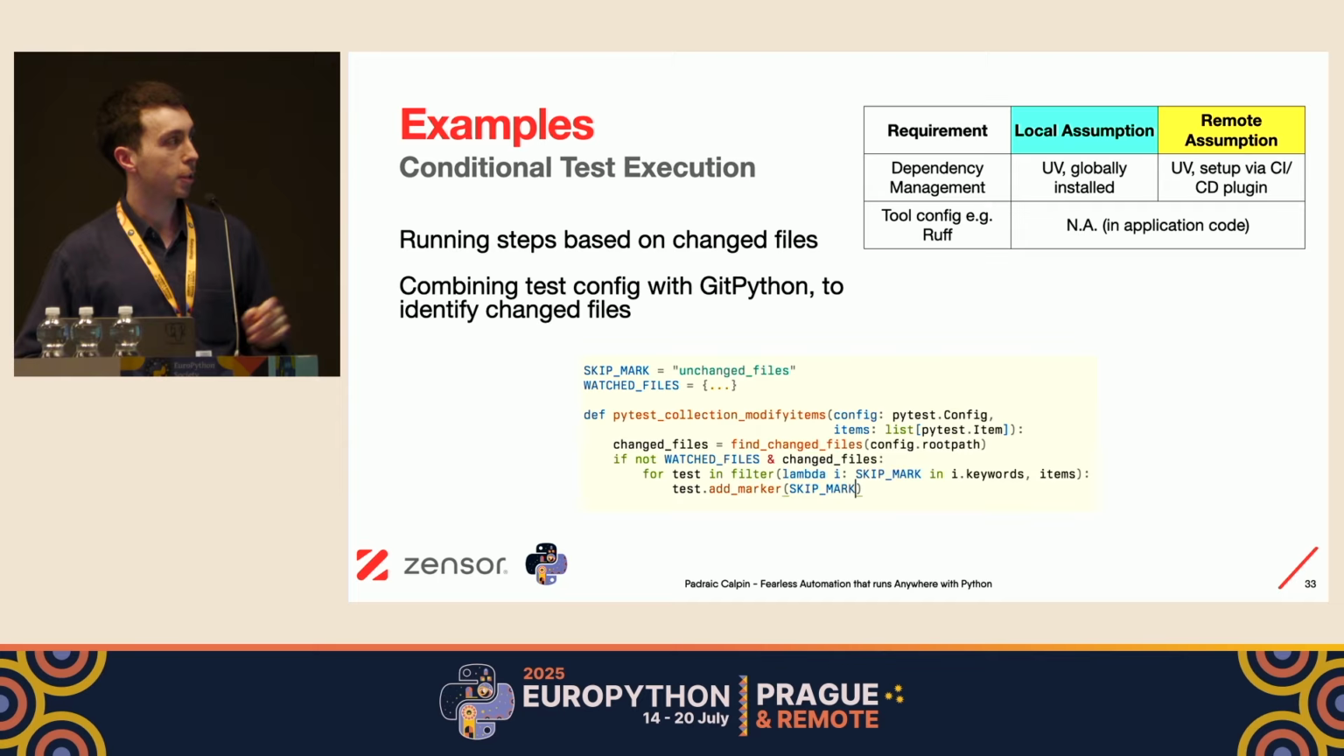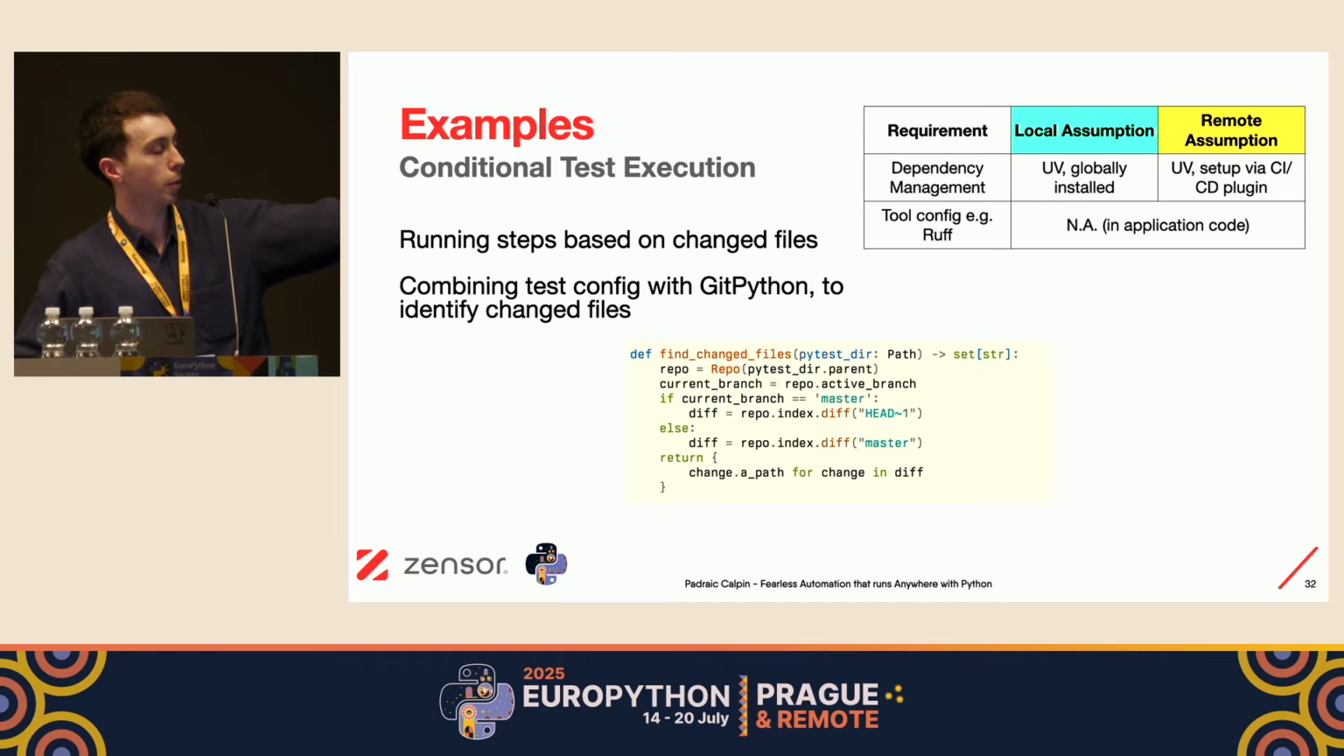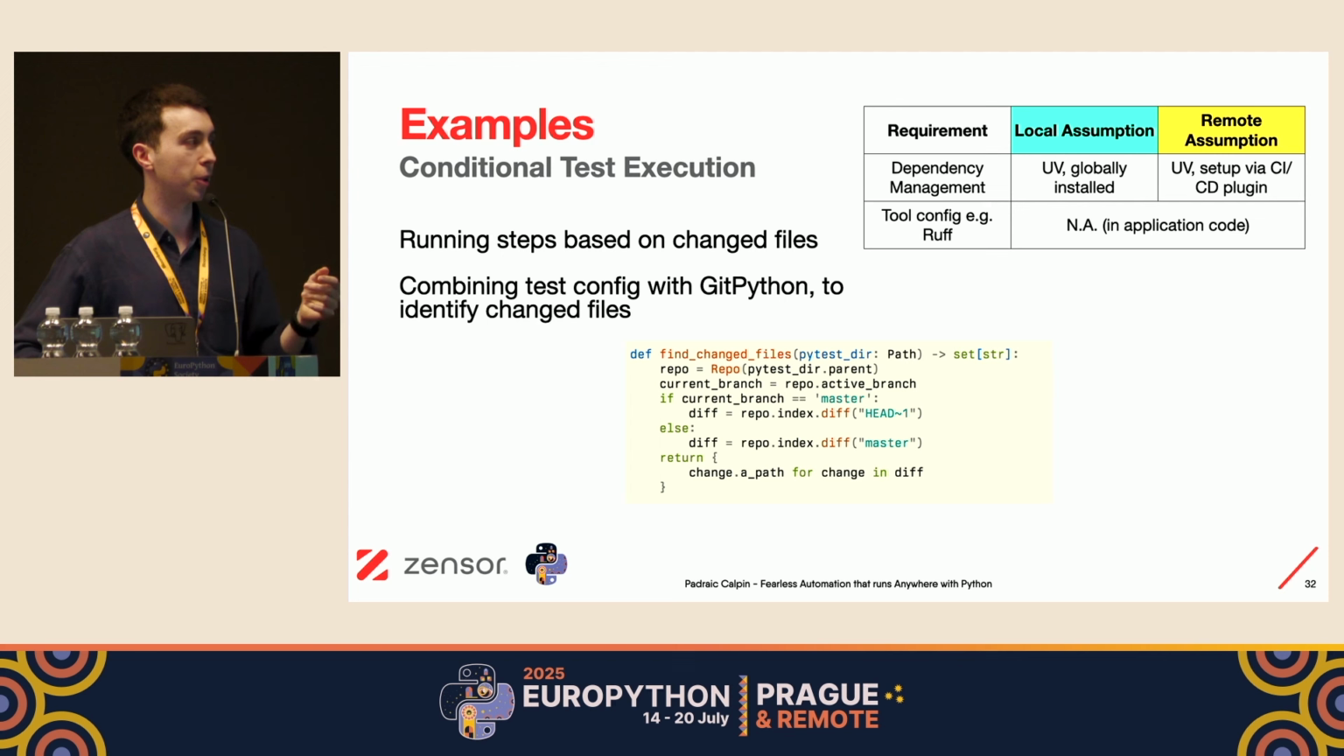GitPython, like I mentioned, is a nice Python implementation of Git. And this code, the first code snippet shown here, looks at the repository, figures out if we're in a pull request or just a change from master, which depends on if you're working locally or not, and computes the diff. So it returns you a list of all the files that have changed since the most recent commit or since master.